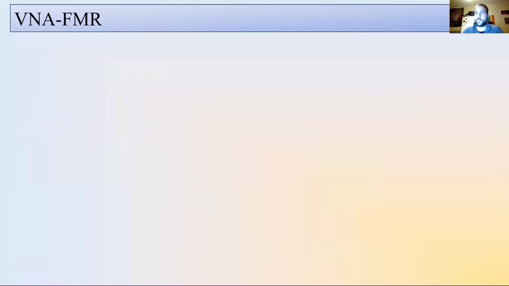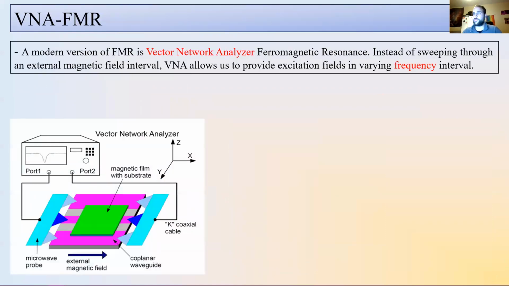Another, more modern technique is the vector network analyzer FMR technique. A modern version of the conventional FMR is the vector network analyzer ferromagnetic resonance technique. Instead of sweeping through an external magnetic field interval, the vector network analyzer allows us to provide excitation fields in varying frequency intervals. So the difference between the conventional method and this method is that in the conventional FMR we keep the frequency constant, meaning we use a single microwave source of a single frequency, and we sweep through the field. The opposite is true for this method. We sweep through a frequency interval and keep the field constant, and we expect that for every frequency of the microwave source, we would have an absorption peak for a certain applied field.